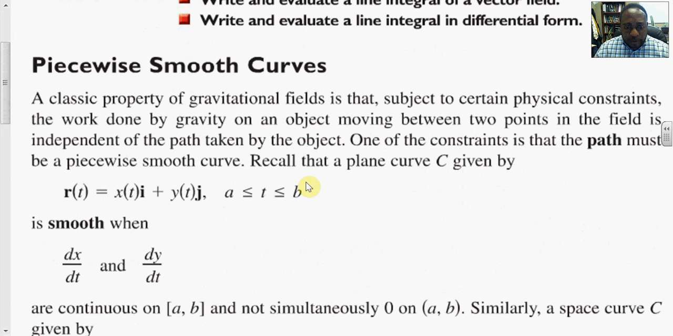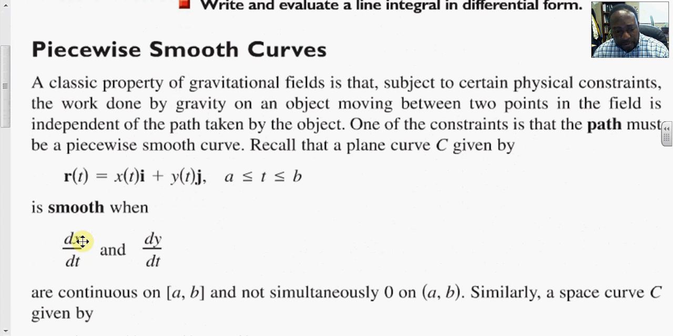Here, let r of t represent the curve. This curve here is represented in the plane. r of t is equal to x of t i plus y of t j on some interval for t between a and b. r is said to be smooth when the partial derivatives dx/dt and dy/dt are continuous on the closed interval and not simultaneously zero on the open interval from a to b. That is, the partials are not both zero on the open interval.